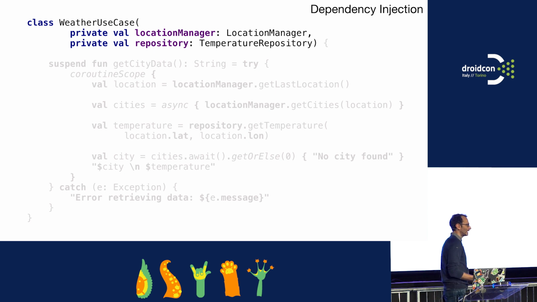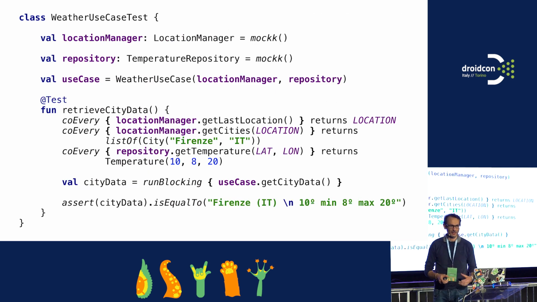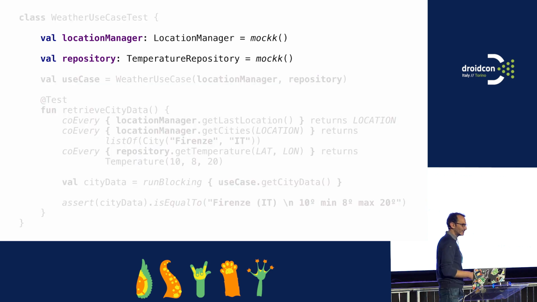Why are we using dependency injection? It's because we want to test this class. This class, the use case, contains the main business logic of the application, and we want to test it. So we have a test like this. Here I'm using mock. This is a typical test where we create a mock of the collaborators.